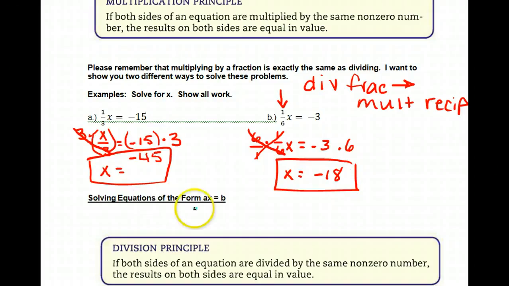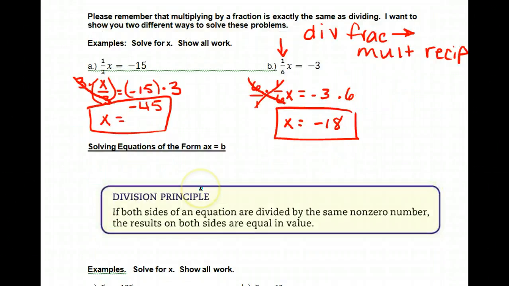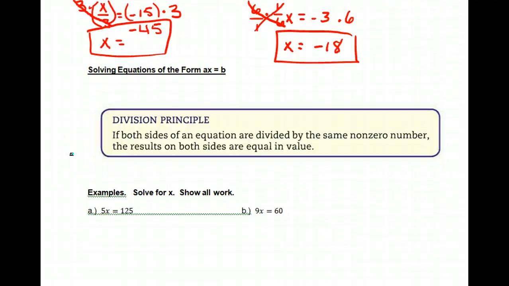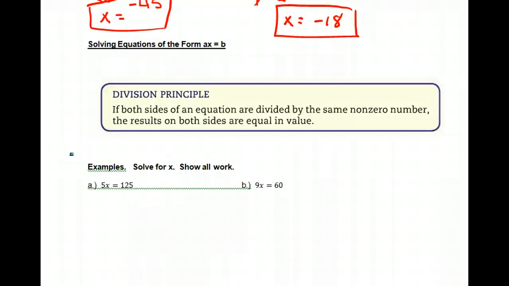Canceling out a fraction is as simple as multiplying by its reciprocal. The next example that we're going to look at is solving equations that are in the form of ax equals b. These examples require us to use the division principle, and it basically says that if we're going to divide both sides by the same number, then our equation will be equivalent on both sides. The result will be the same on both sides.